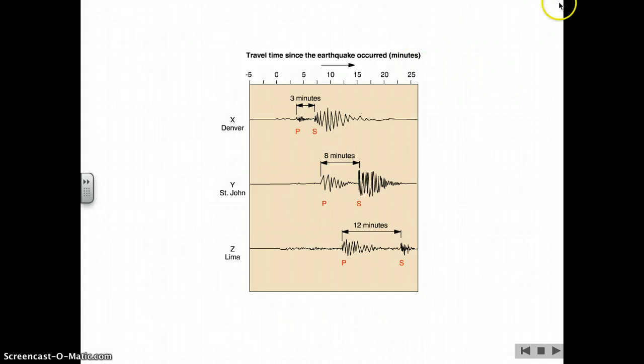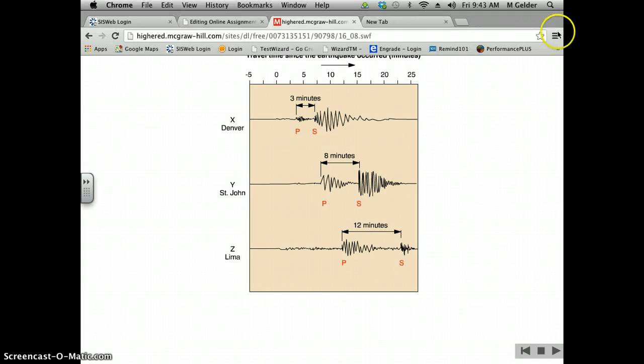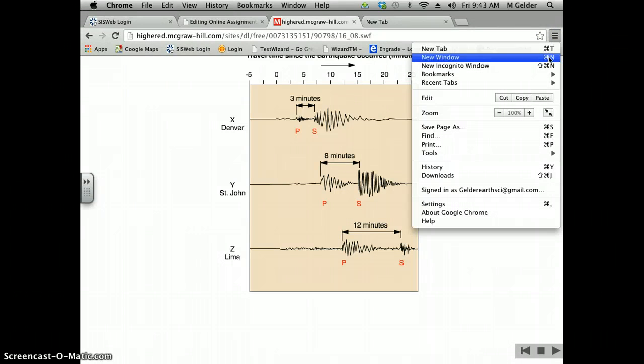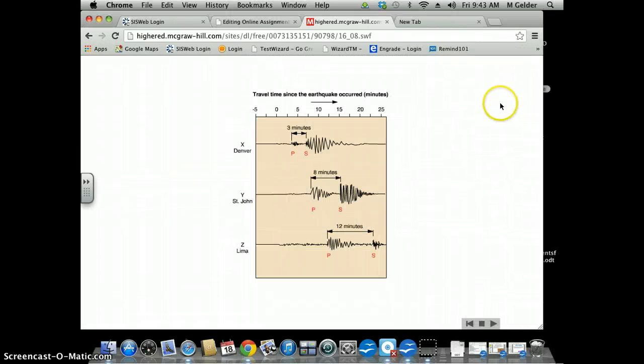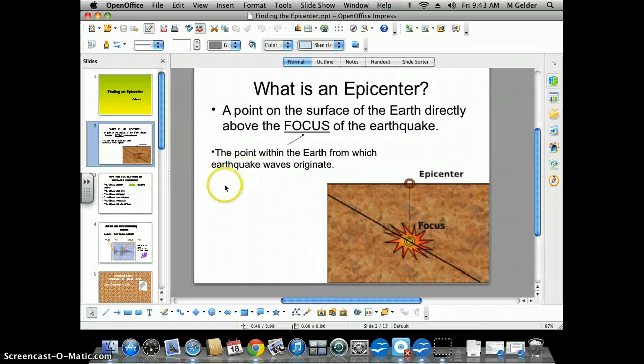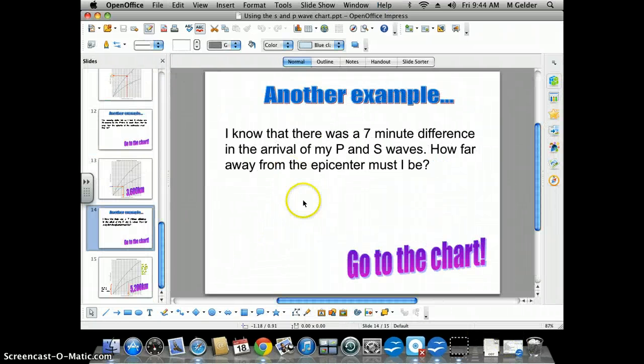I'm going to show you how to do that. When I'm asking you the questions after the video, this is one of the things I want you to be able to explain pretty clearly in your own words: how you use the earthquake chart, the S and P wave chart, to help you figure that out.